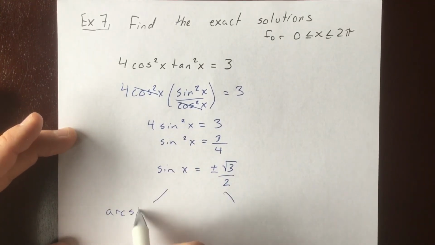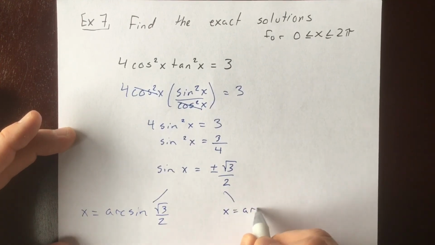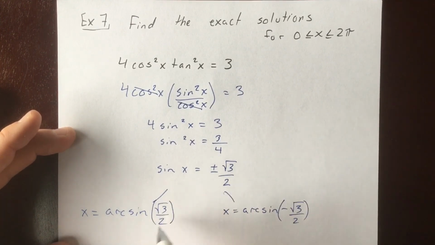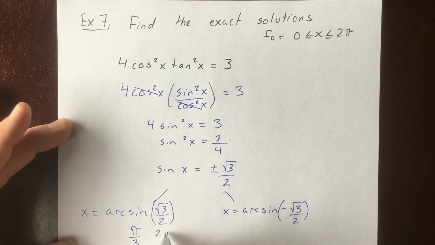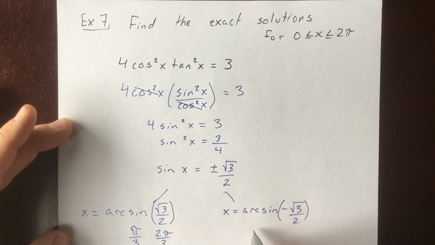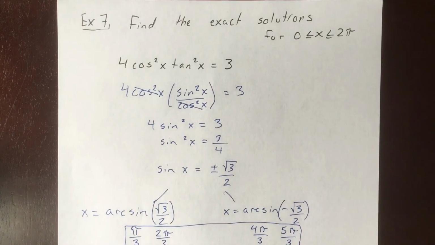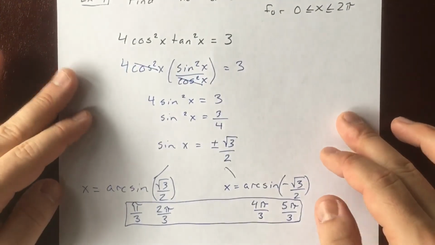So arc sine of positive square root of 3 over 2. And then arc sine of negative square root of 3 over 2. So sine's positive in quadrants 1 and 2. We have pi over 3 and 2 pi over 3. And then sine's negative in quadrants 3 and 4. So we would have 4 pi over 3 and 5 pi over 3. And we have it. So we have now the solutions for this problem.